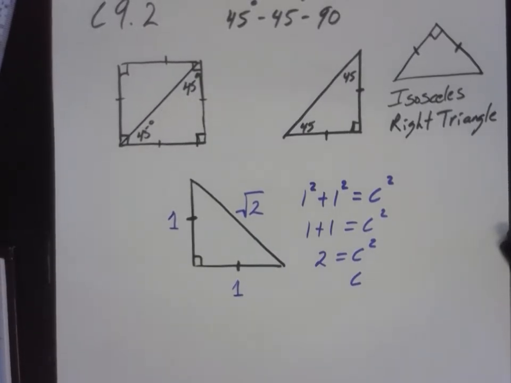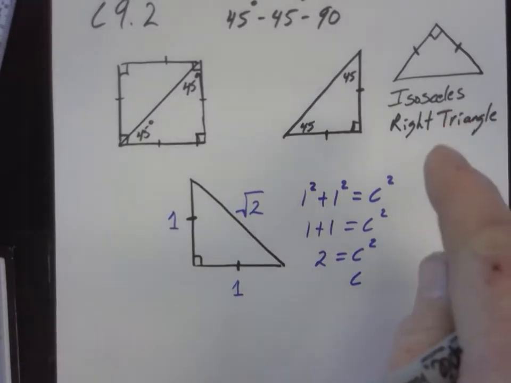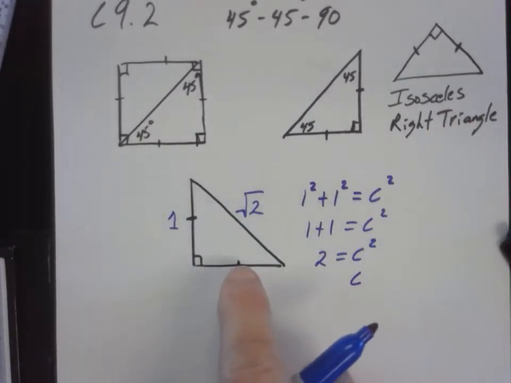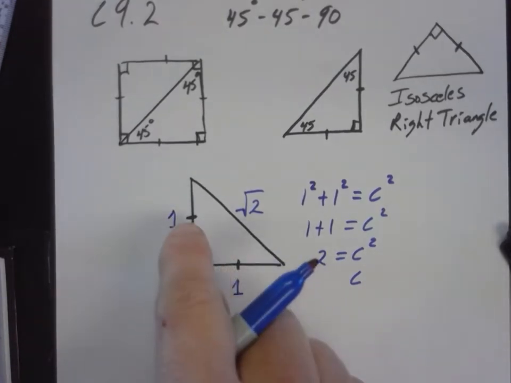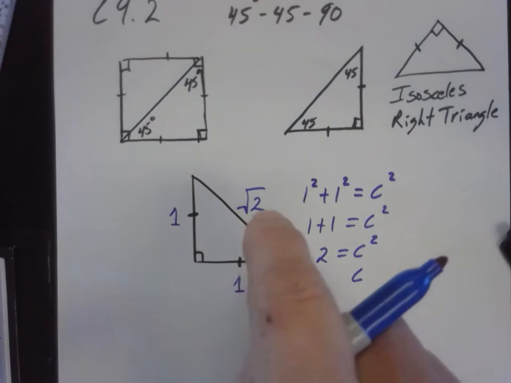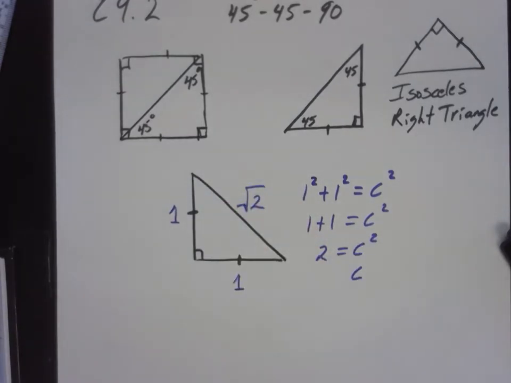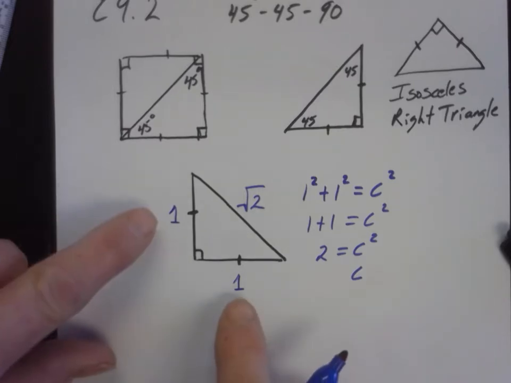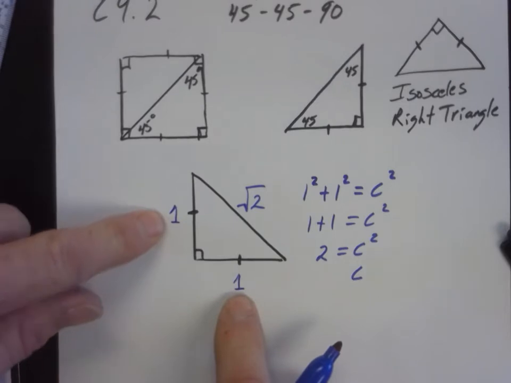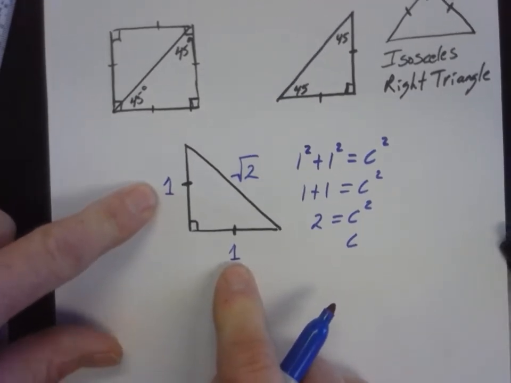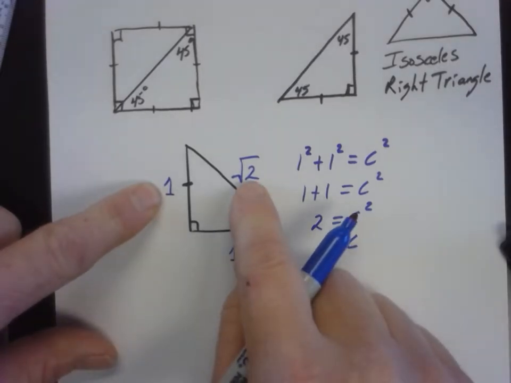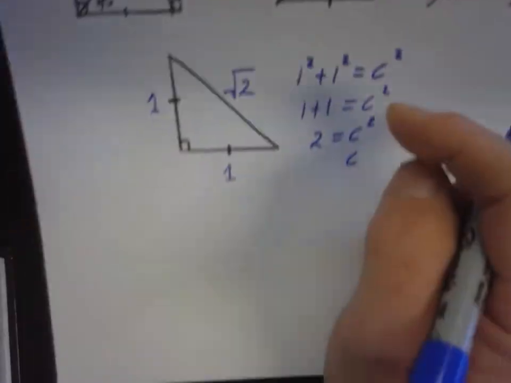Now every single 45, 45, 90 triangle has this relationship where the legs are the same length and then the hypotenuse is the square root of 2 times the leg. So if this weren't a 1, let's say these were 4s. If these were each 4s, we would get 4 times the square root of 2 for the length of the hypotenuse. Do you believe me? I don't know if you believe me.